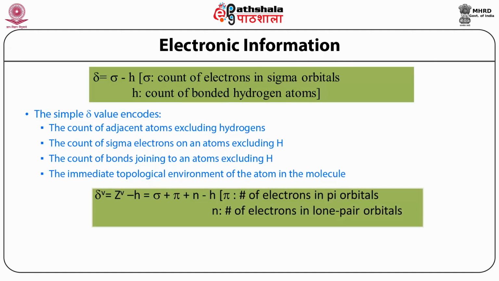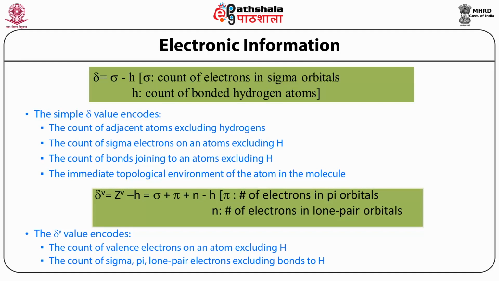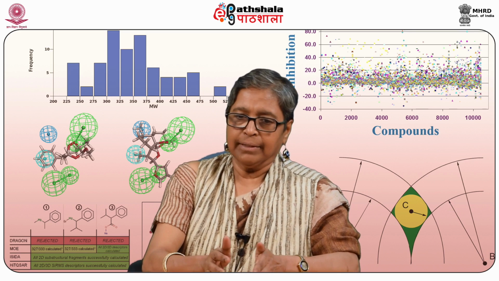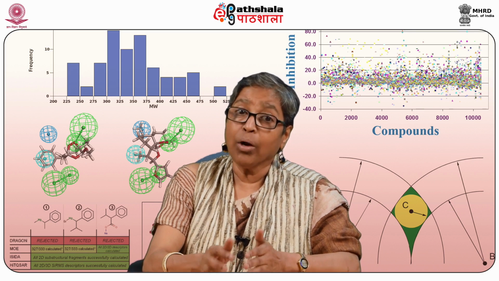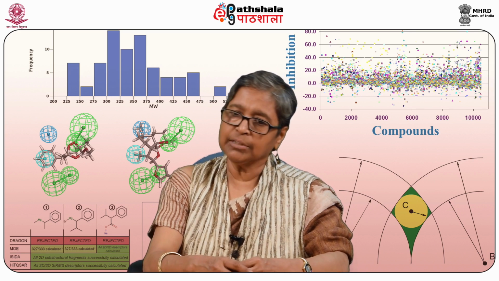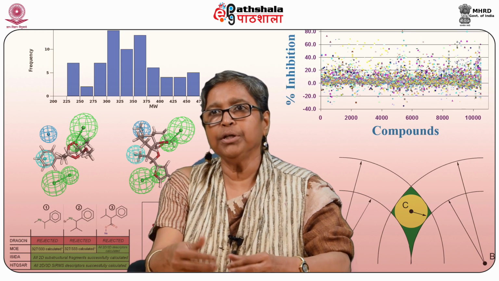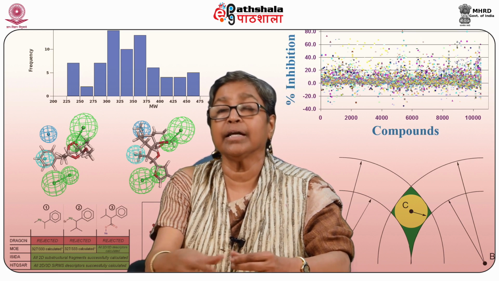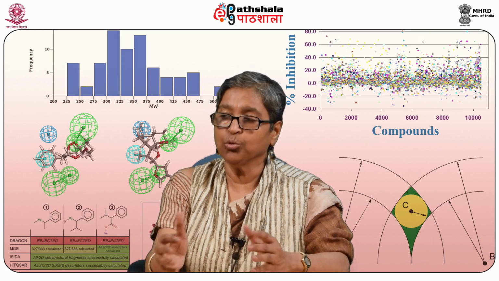Delta V is another value which encodes the count of valence electrons on an atom excluding the hydrogen. And it also counts the sigma, pi and lone pair electrons excluding the bonds to hydrogen. Hence, this gives an estimate of the electronic information of a molecule. Descriptors can also be chosen from quantum numbers. There are 4 different quantum numbers which have been utilized quite a lot for making chemical structures and predicting chemically relevant reactions.